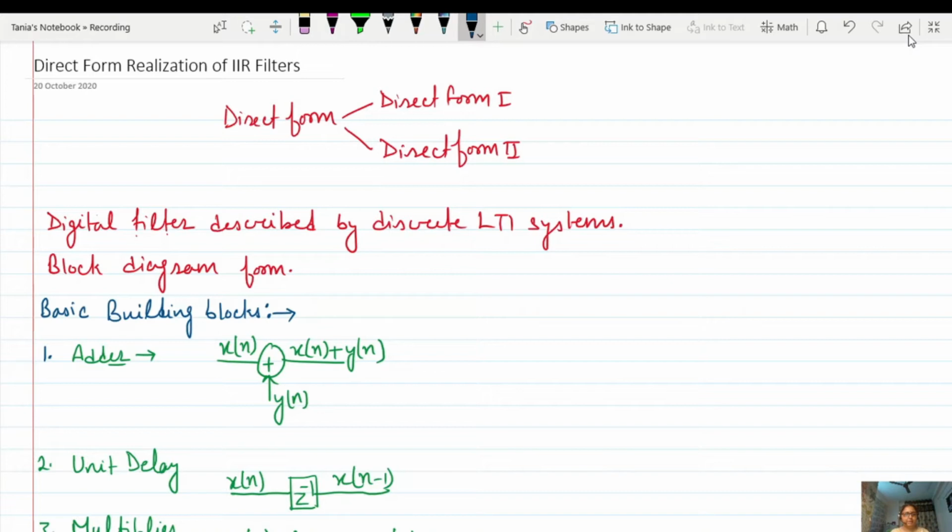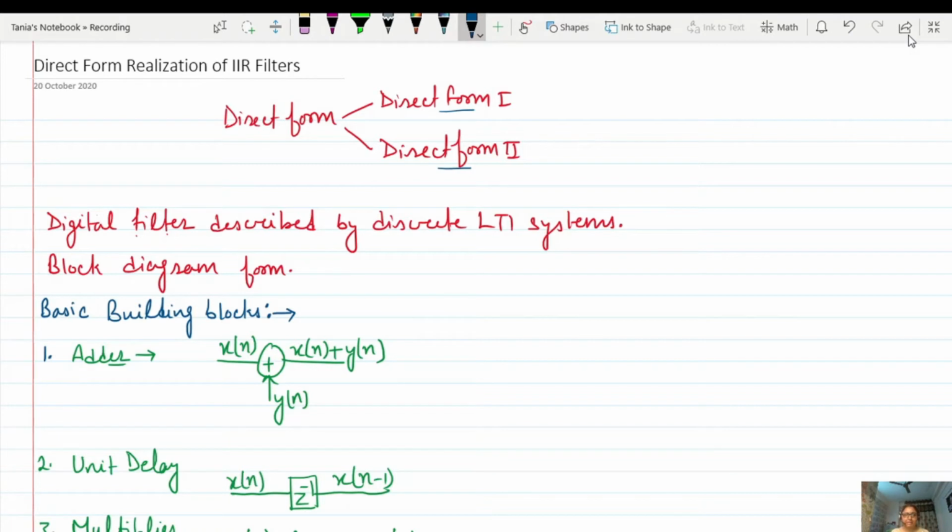Hello friends, in today's lecture we will discuss the direct form realization of IIR filters. Direct form realization of an IIR filter is of two types: direct form 1 and direct form 2. Digital filters are basically described with a discrete LTI (linear time invariant) system.